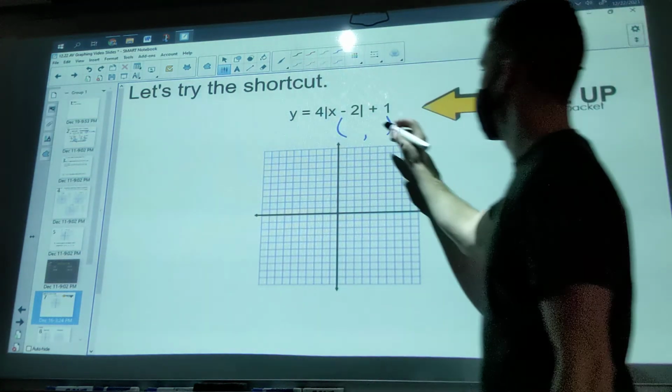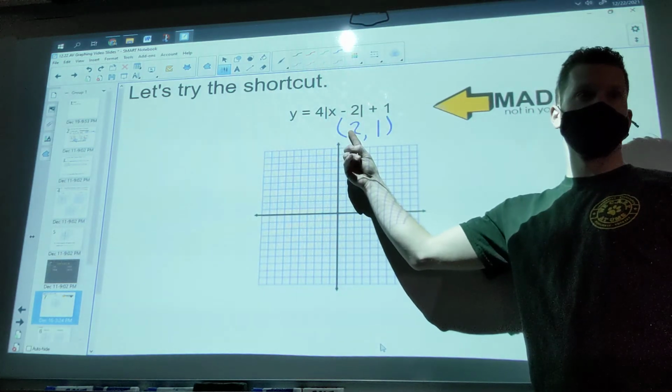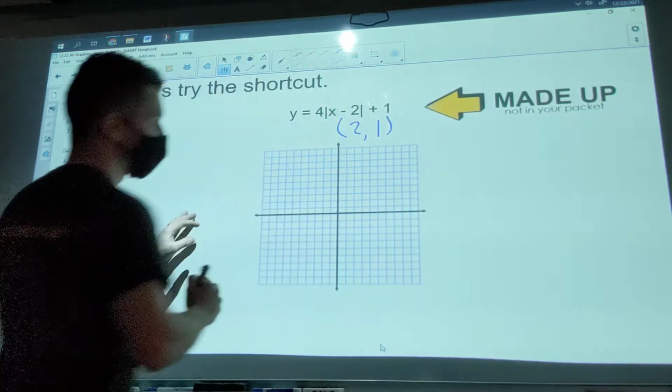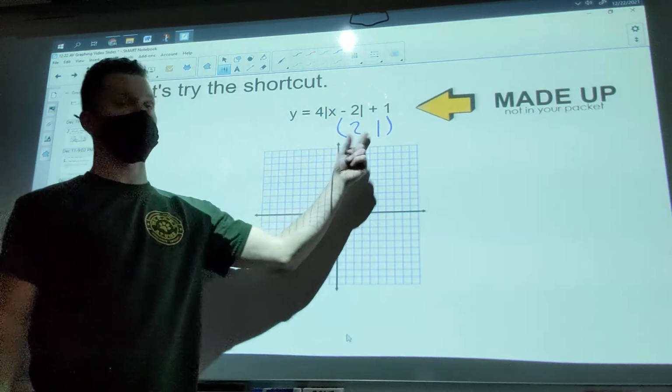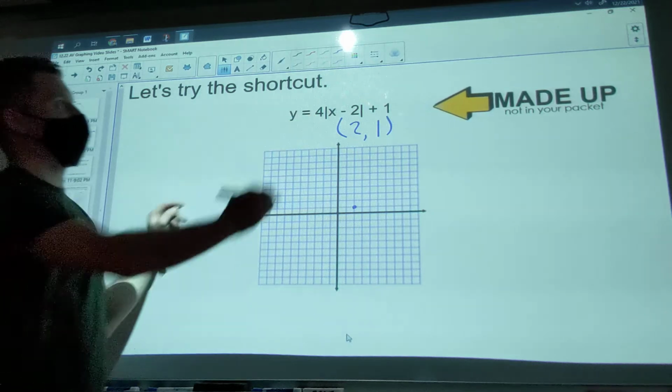Good. 2, 1. Positive 2, and 1. Very good. The x change does not lie. So we're going to go ahead and start by graphing that. Now remember, even if you're making a table, you start with the vertex, put it in the middle, and then extend from there. Now we're going to go ahead and use that a value.